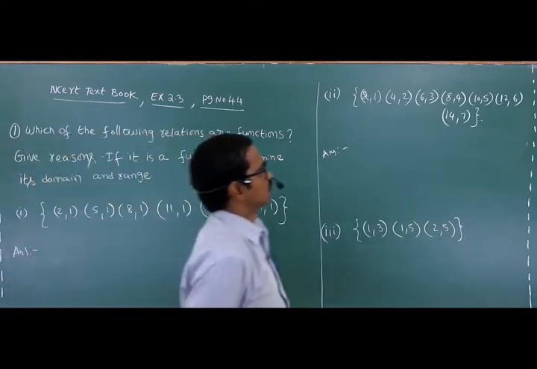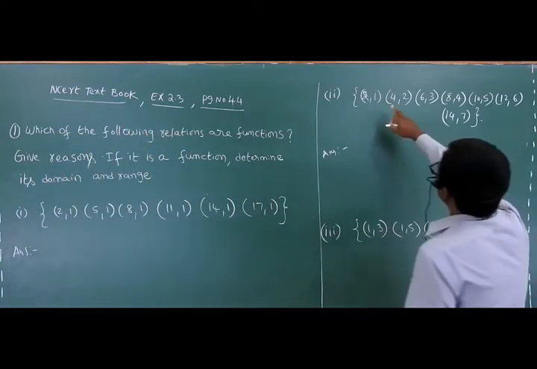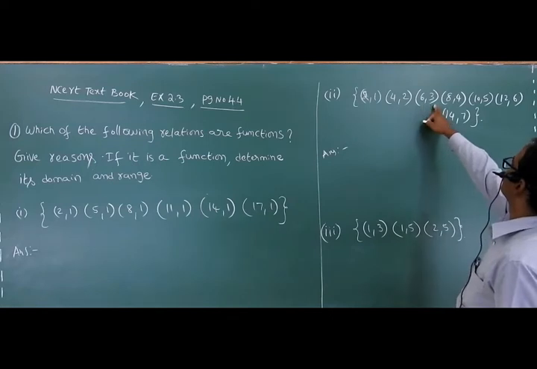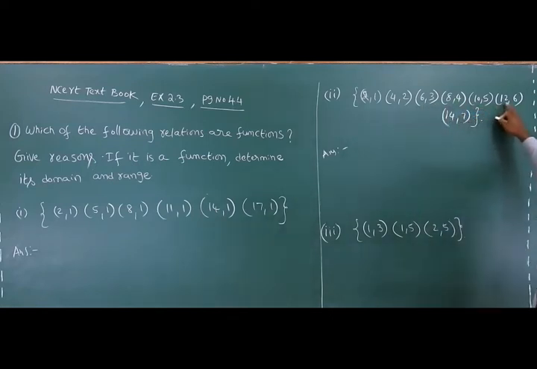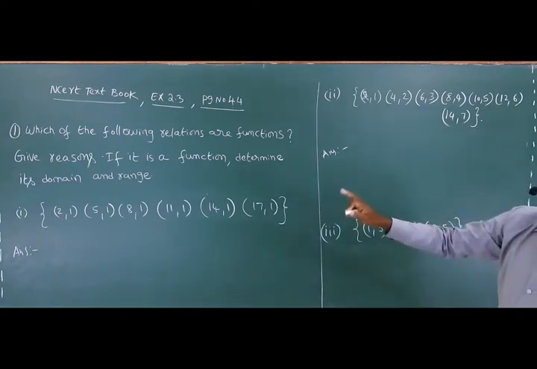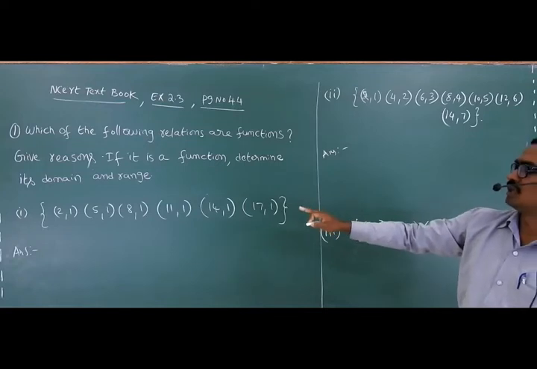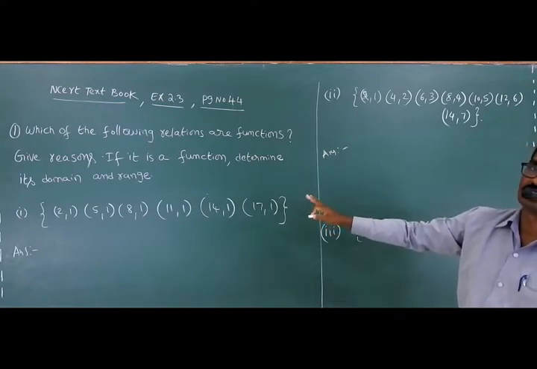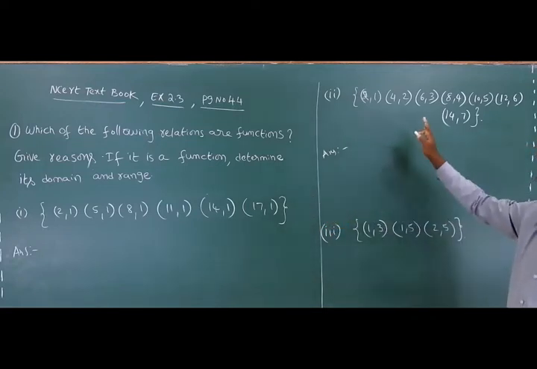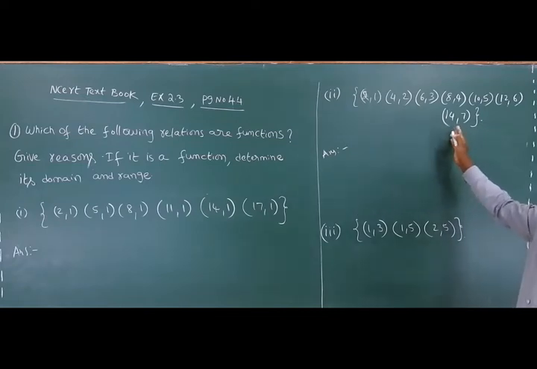Next, come to this one: 2 1, 4 2, 6 3, 8 4, 10 5, 12 6, 14 7. Is this a function or not a function? The first elements 2, 4, 6, 8, 10, 12, 14 and 2, 5, 8, 11, 14, 17 are all distinct. Here also all the first elements of the ordered pairs are distinct. This is a function, this is also a function.